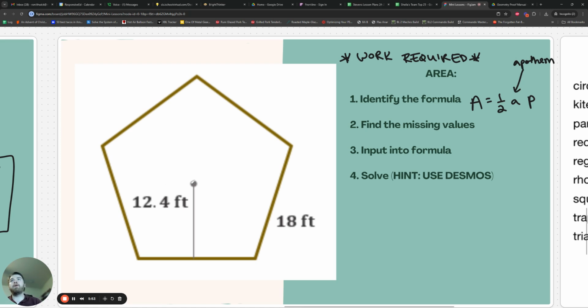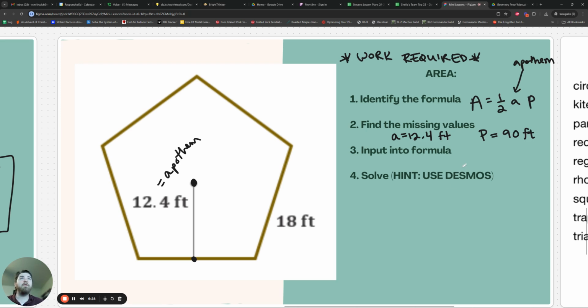But I can come back over here. The apothem is just from the center of a regular polygon to one of the sides. So this right here is my apothem. So that's the first thing I need to do, identify the formula. Next, find the missing values. Well, one of them is apothem. I already have that. It's just going to be 12.4 feet. And then the other is perimeter. Now, this is the same picture that we just had on the previous one. So I already know that my perimeter is just going to be 90 feet. So that's what you're going to have there.